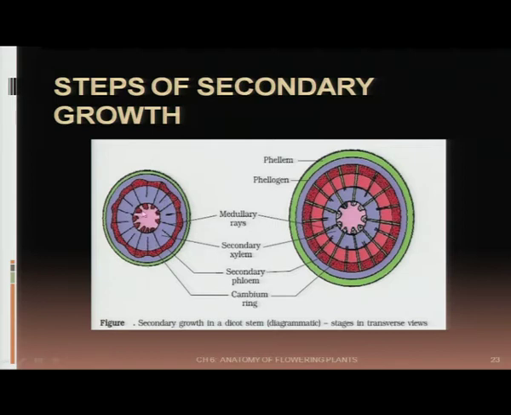This is how the stem would look after a certain amount of secondary growth has taken place. What is happening? These red patches represent the primary xylem. It has moved towards the pith and a lot of secondary tissue has been formed here. And this is the secondary phloem, and the outer part is the cortex. So, you can now see that the increase in girth has already taken place.